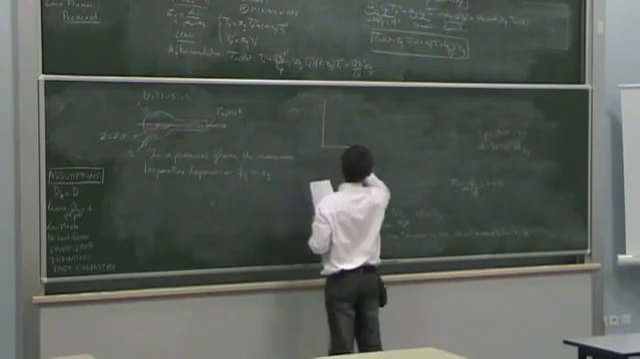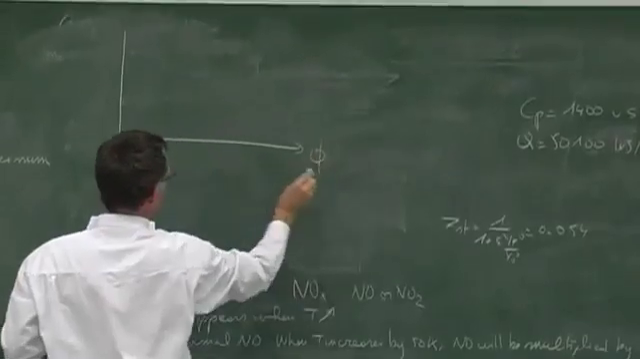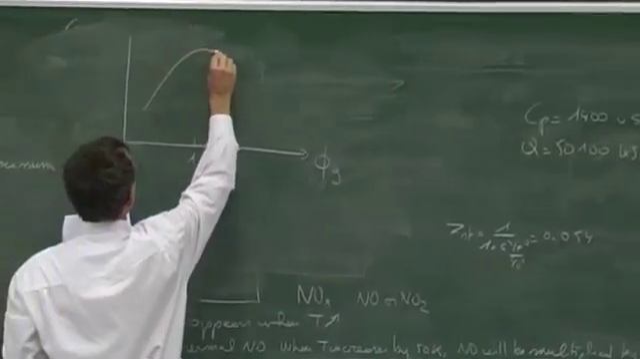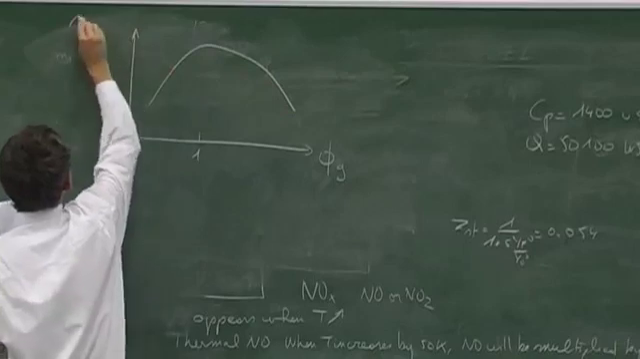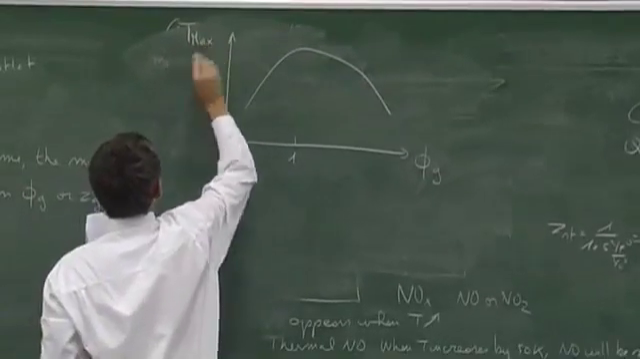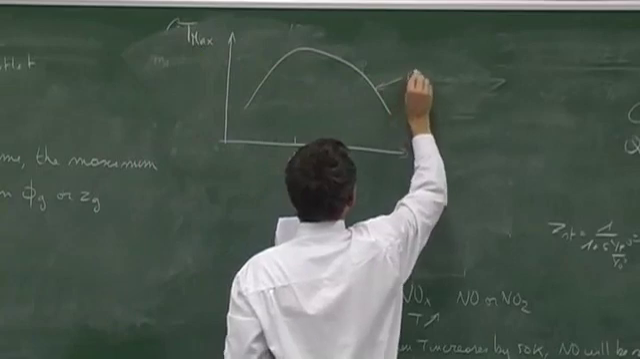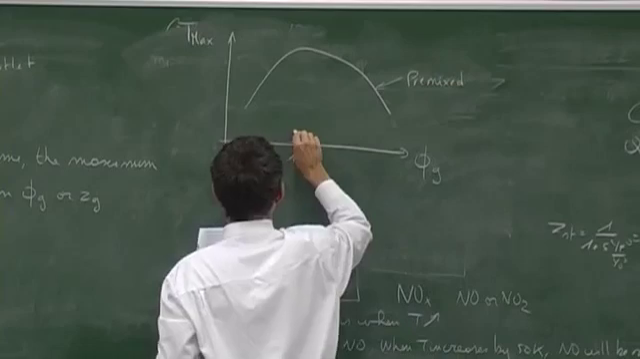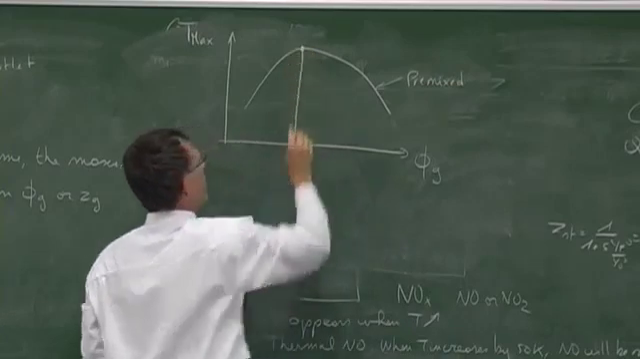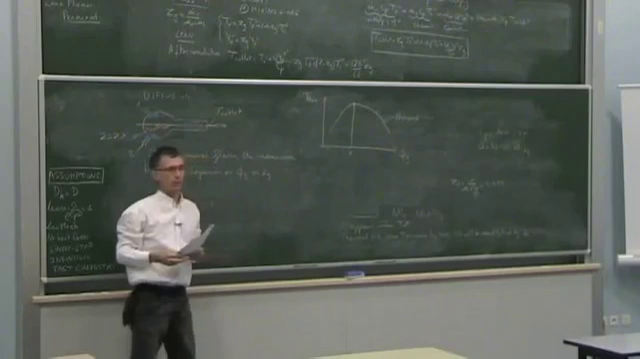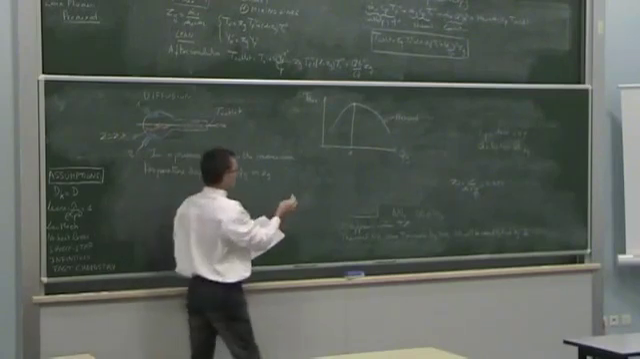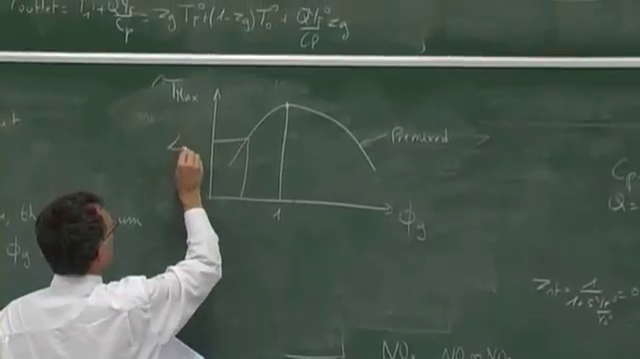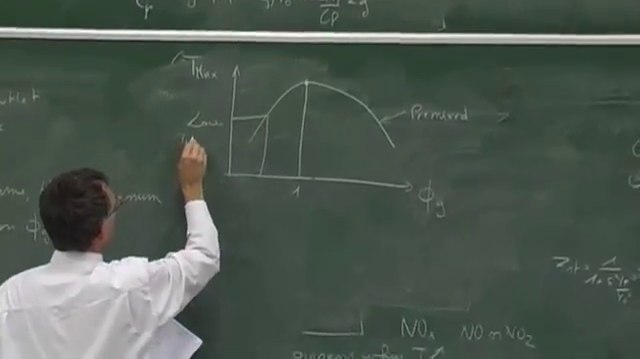It's changing like this. Here, if you put the global equivalence ratio here, you have 1, and the temperature for a premixed flame is like this one. This is the maximum temperature in a premixed flame. Of course, if you have a stoichiometric premixed flame, you have very hot burned gases. But if you have a lean premixed flame, you have a low Tmax.